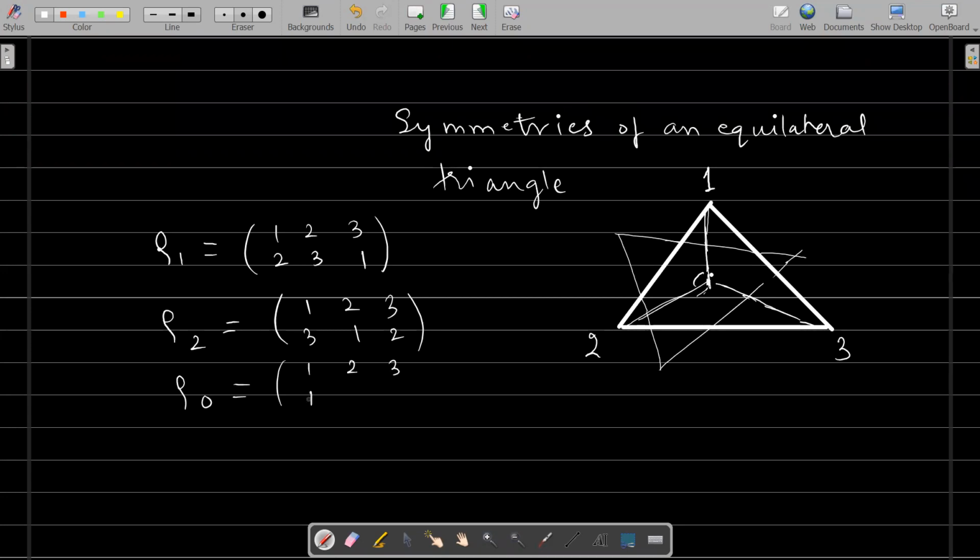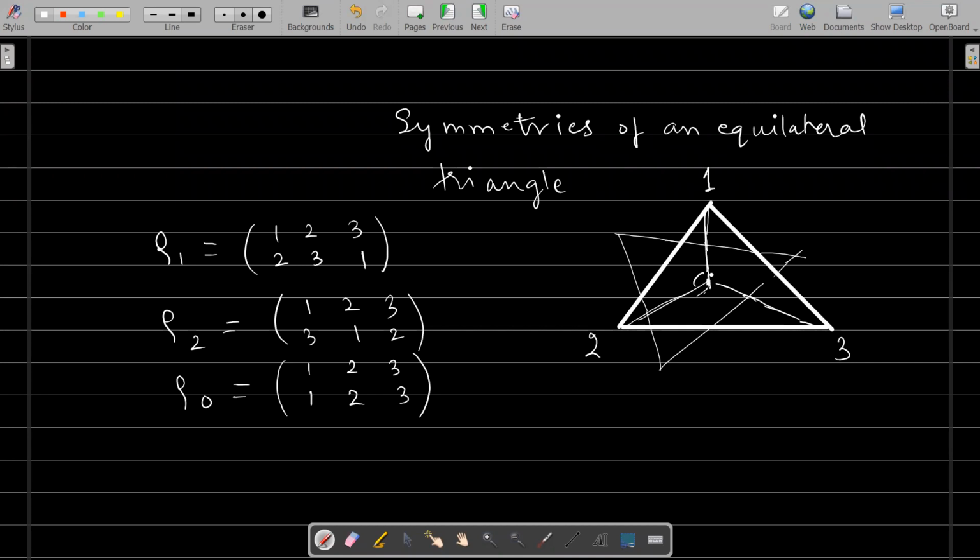So should I say 1 goes to 1? If I rotate it 3 times, again 1 gets placed onto its original position. 2 goes to 2 itself, 3 goes to 3. What else? Any other symmetries so that the figure fits onto itself? So we have these 3 rotations and there will be in fact 3 reflections.